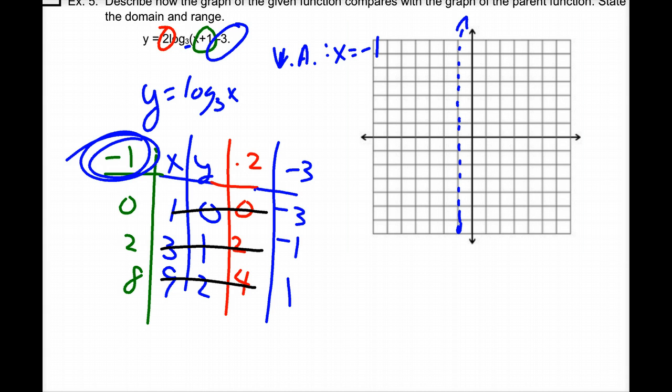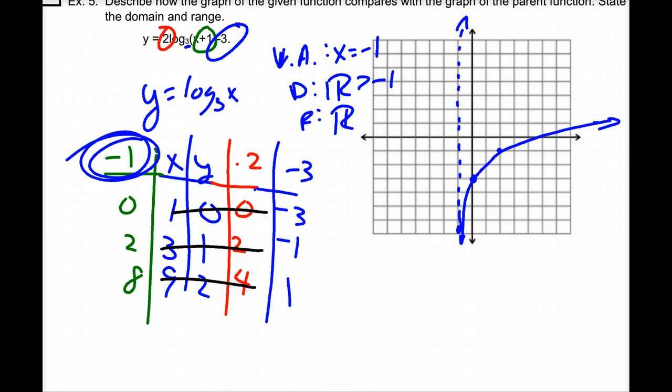And you just plot your points in. (0, -3), (2, -1), and (8, 1). Draw your log curve. Identify domain and range. My curve goes forever to the right, but gets stopped at -1, so it's all reals greater than -1. These two numbers here are always the same. And then my range would be all reals all the time. It goes forever up and down.